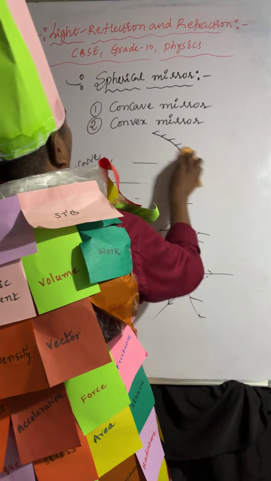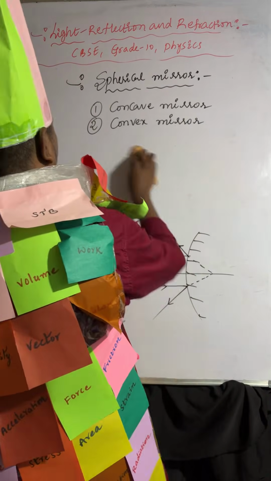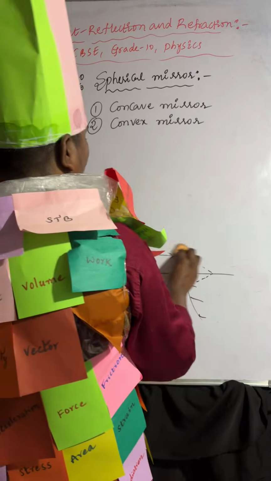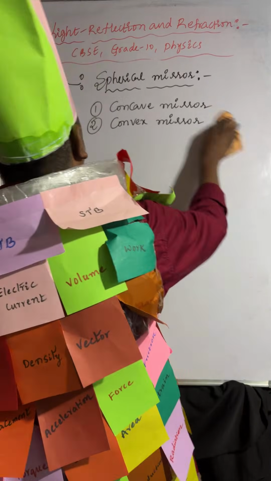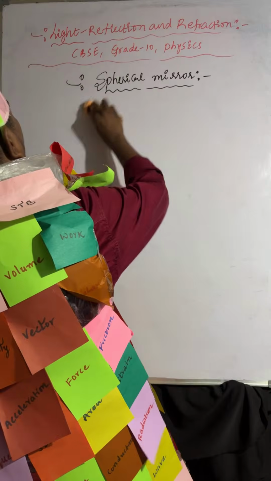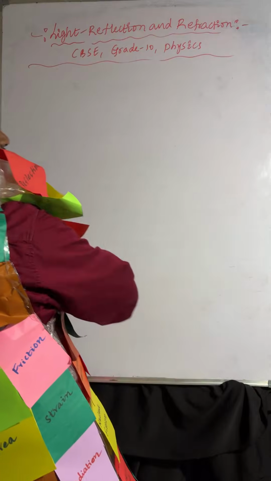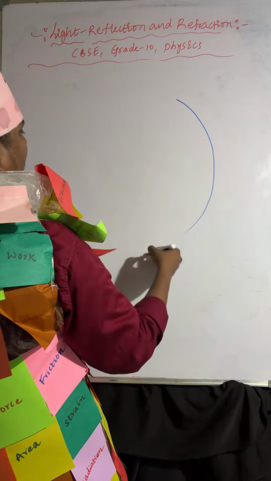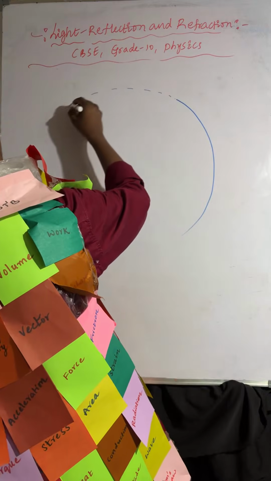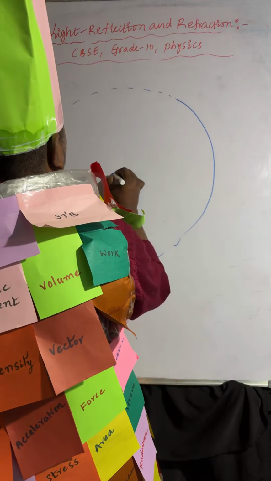So this is about the concave mirror and convex mirror. Now we will discuss the ray rules of the concave mirror and convex mirror. Before that, we will discuss terms related to spherical mirrors. I'm taking this as a concave mirror. Actually, it is a part of a sphere, the center of the imaginary sphere.